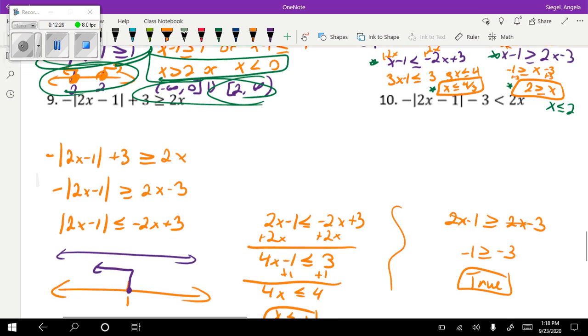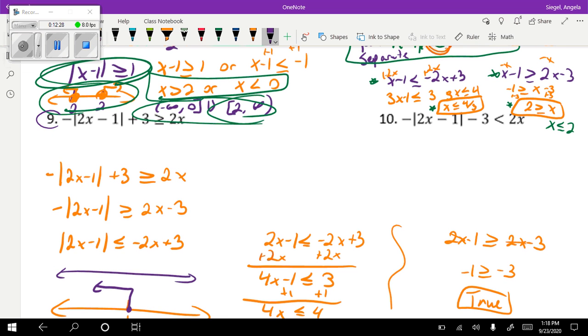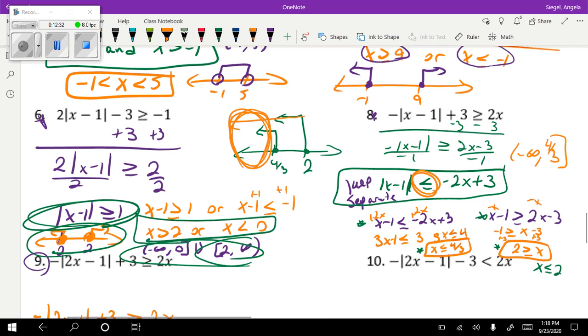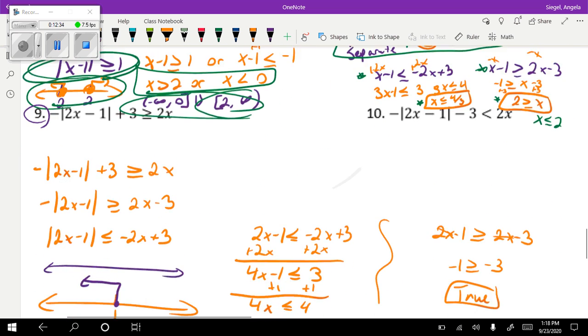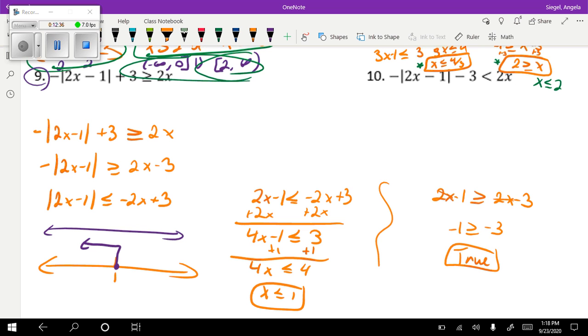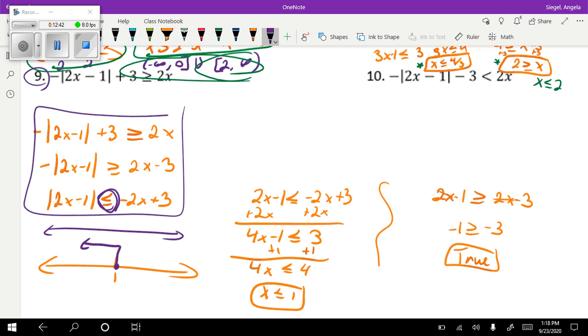Okay, so this is another strange situation. Number 9 is very similar to number 8 in the way it's set up. So I took some more time to spread it out and show my work. This is my work before I isolate it. This is a less than problem, so think intersection, what they have in common. So I split each one up. This is the first one, and this is the second one.